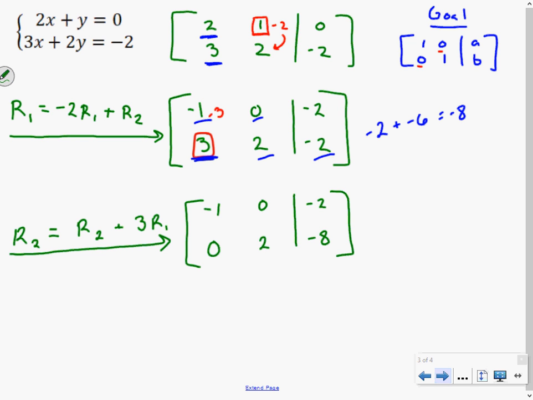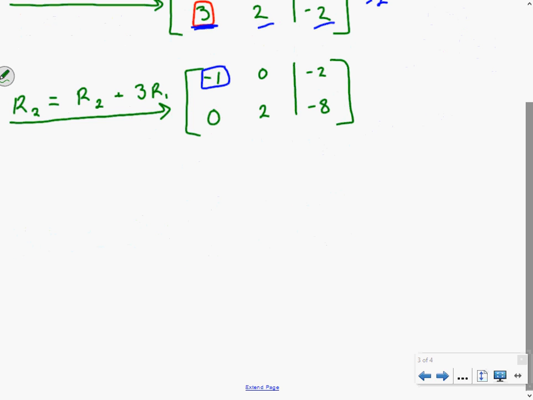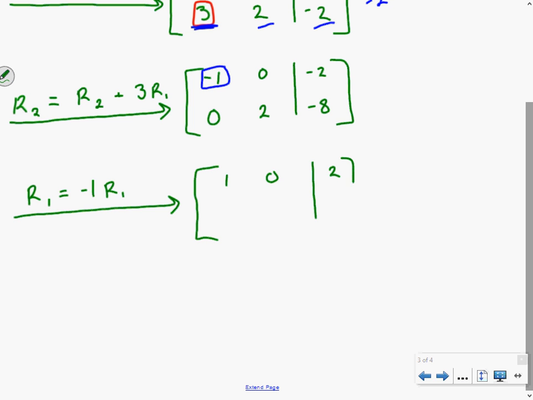Our goal now is going to be getting those 1s, but it's going to be pretty easy. Let's get a 1 in our top row here first. If I want to turn this into a positive 1, I just need to multiply by -1. So we're going to multiply row 1 by -1 to get the 1 in that upper left-hand corner. If I multiply by -1 in my entire top row, I get +1, 0, +2. Bottom row hasn't changed.